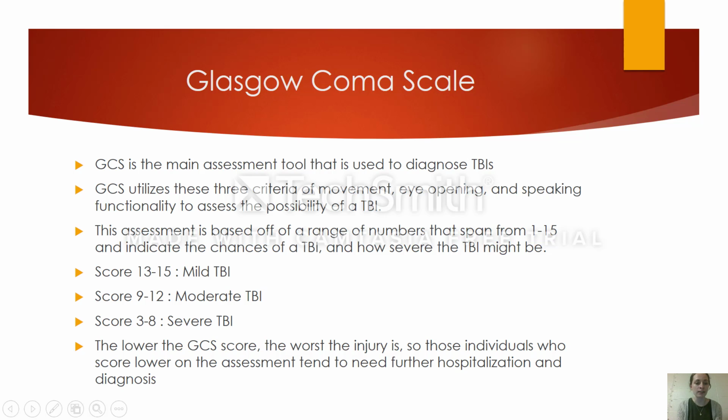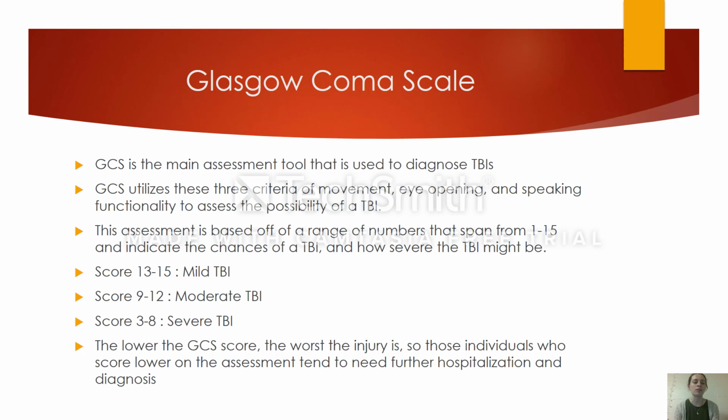So, the Glasgow Coma Scale is the main assessment tool that is used to diagnose TBIs. And this scale utilizes the three criteria of movement, eye opening, and speaking functionality to assess the possibility of a TBI. So, this assessment is based off a range of numbers that span from 1 to 15 and indicate the chances of a TBI and how severe that TBI might be.